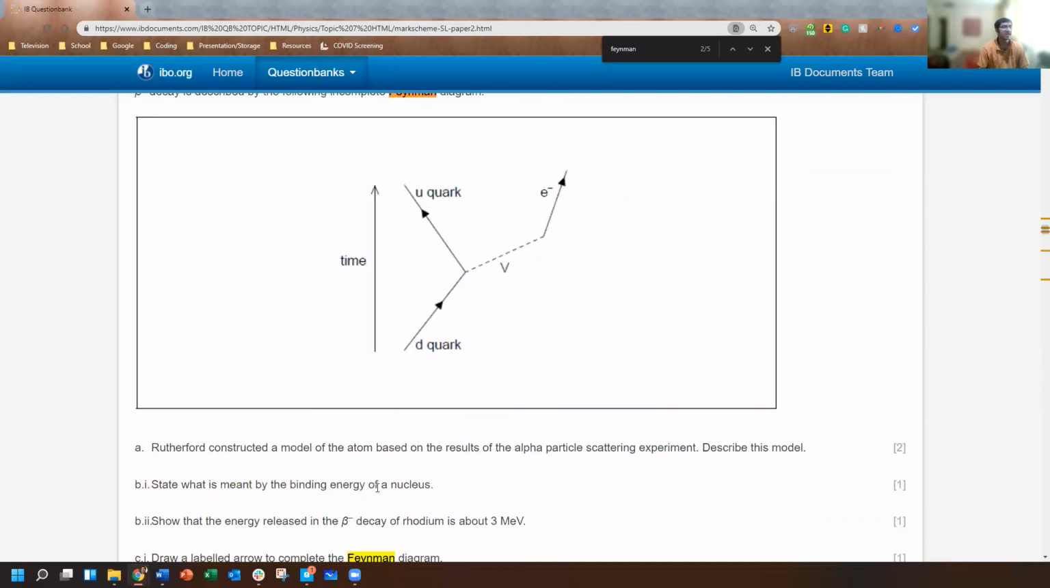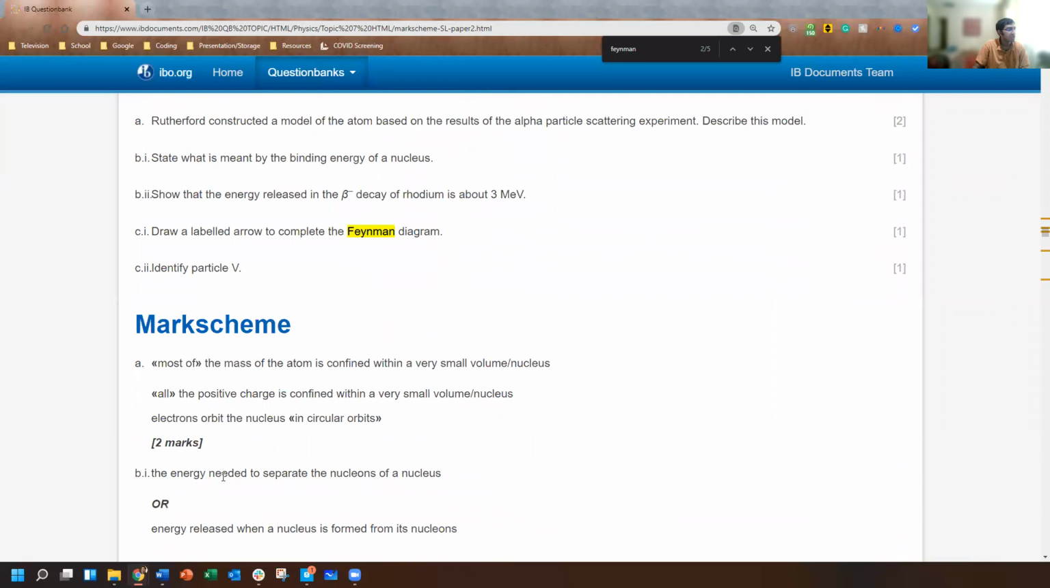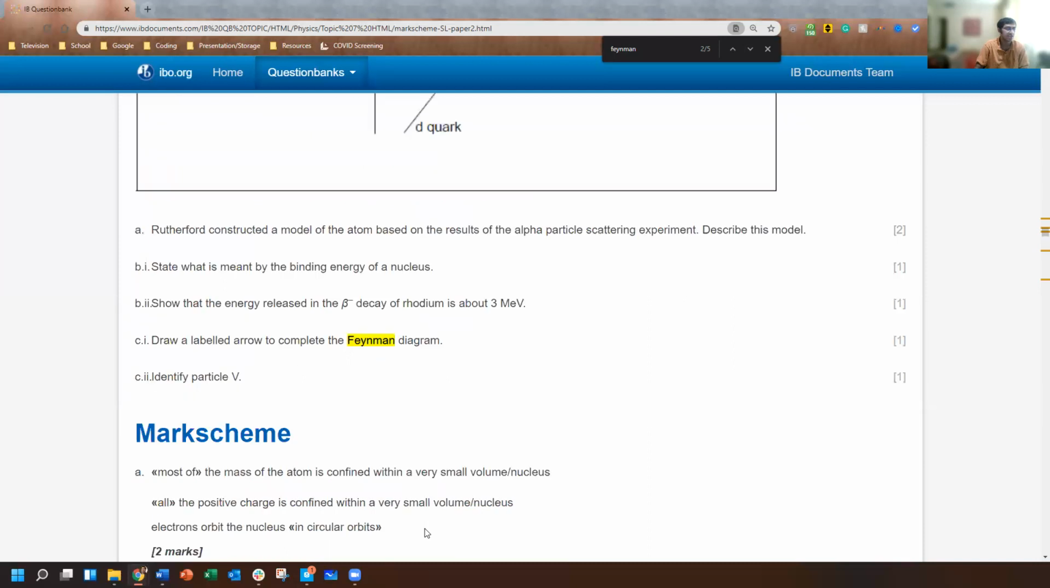State what is meant by binding energy. Binding energy, so that's a definition. Binding energy is the energy required to put nucleons together, or no? Energy is required to, yeah. The work done or the energy required to separate all the nucleons of a nucleus into free nucleons. That's how I would say it. The energy needed to separate the nucleons of a nucleus, good. Or the energy released when a nucleus is formed. So that's the other definition.